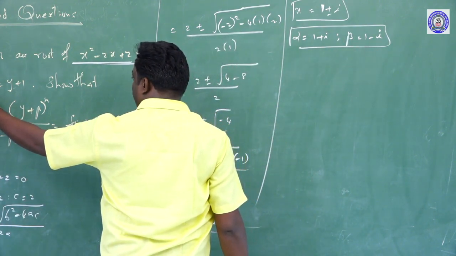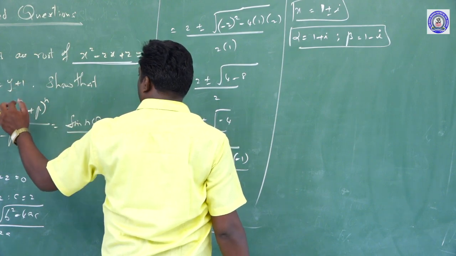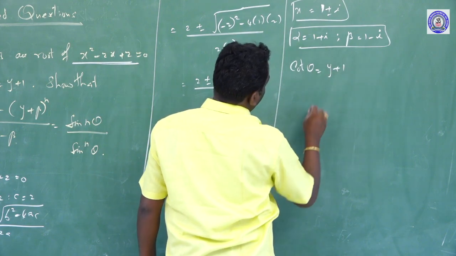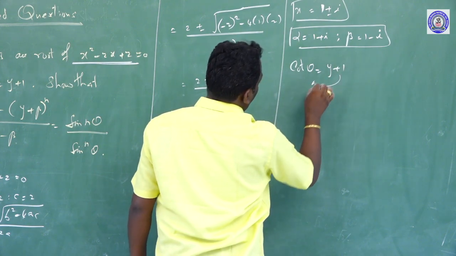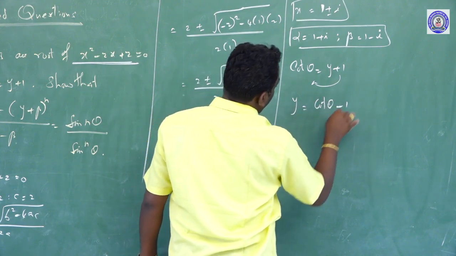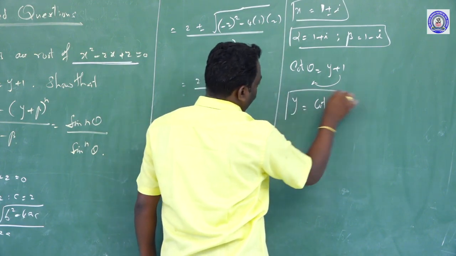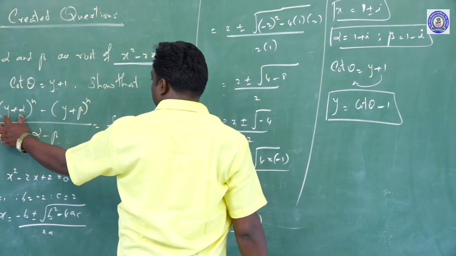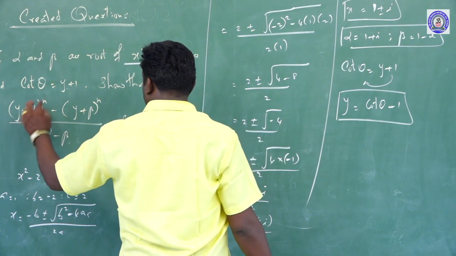Now come to the next one. Cot theta equals y plus 1. Just find the y value. Transfer the 1 to the left-hand side. Therefore, y equals cot theta minus 1. That is the y value. Now come to the term (y plus alpha) whole power n that we want to find.